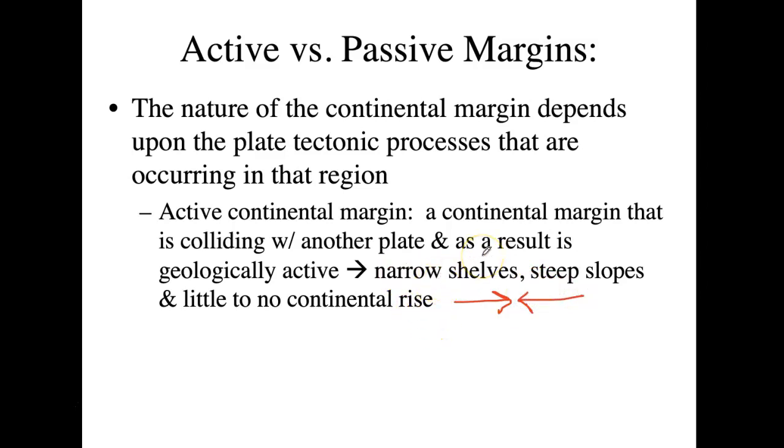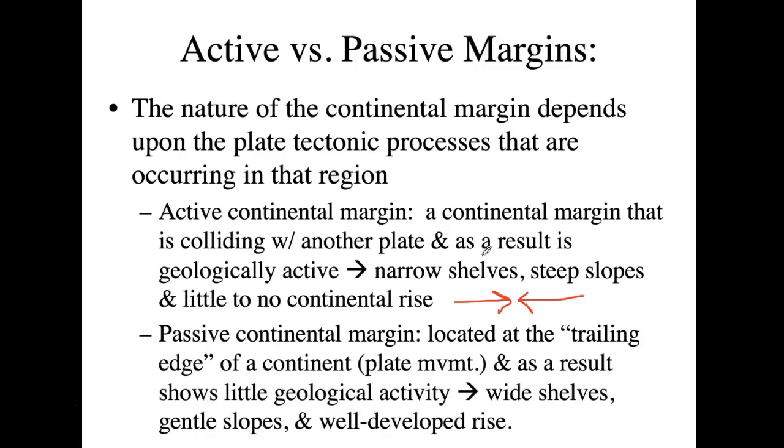And again, we end up with narrow shelves here. So we'll have really narrow continental shelves. We'll have really steep slopes and very little to no continental rise in an active margin. So everything's kind of short and steep, okay, with an active continental margin.